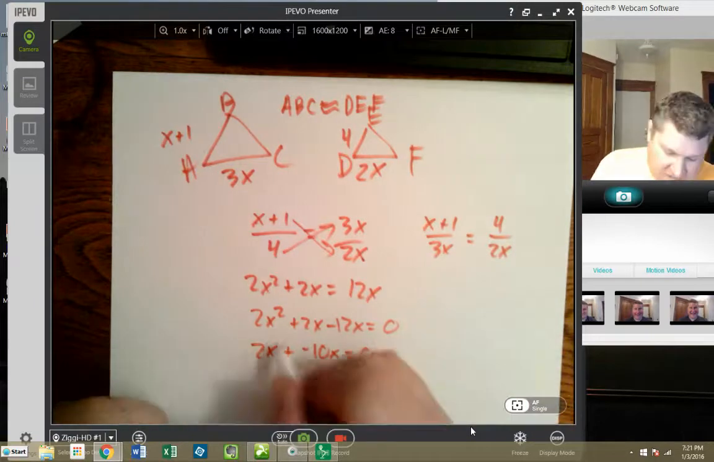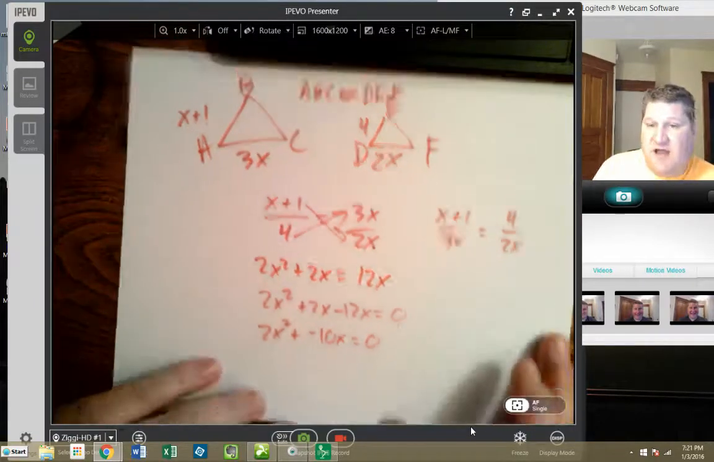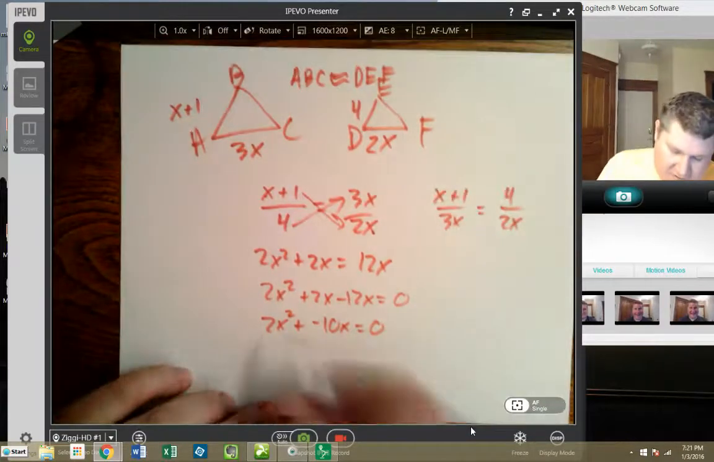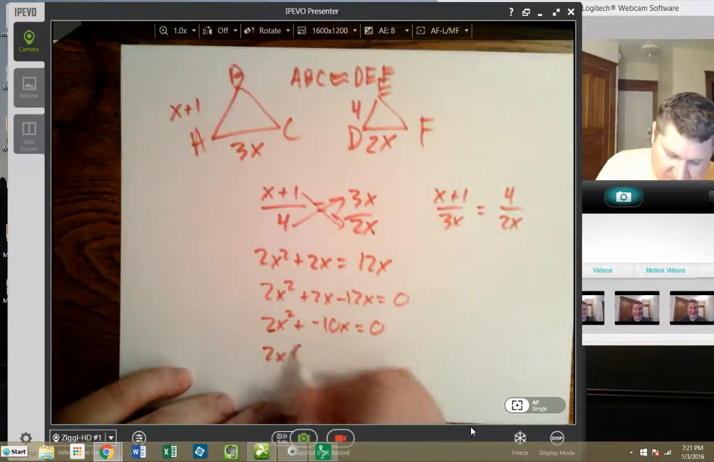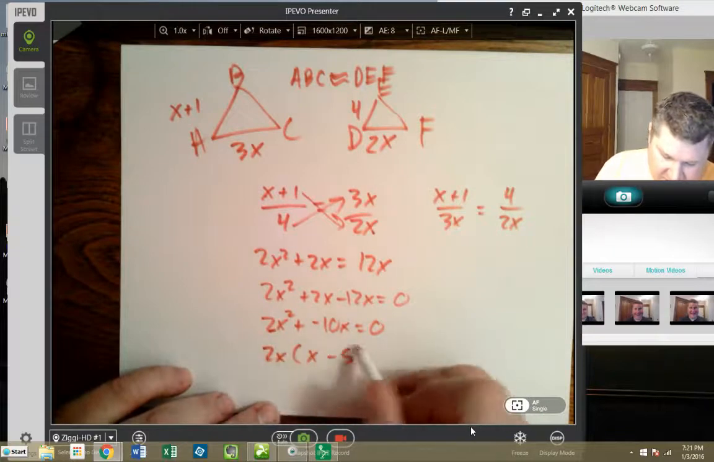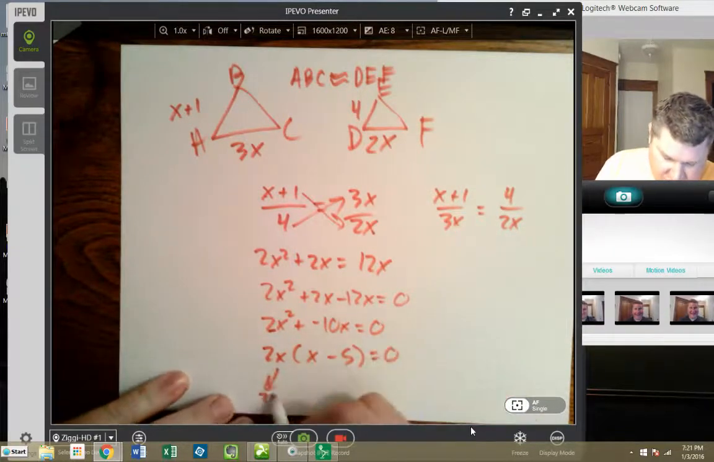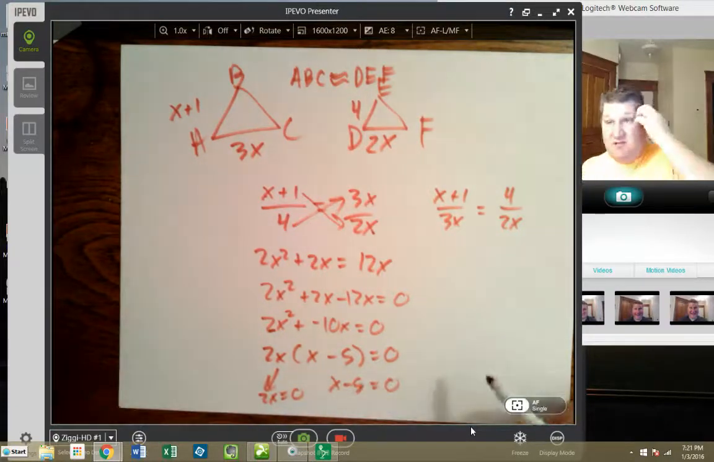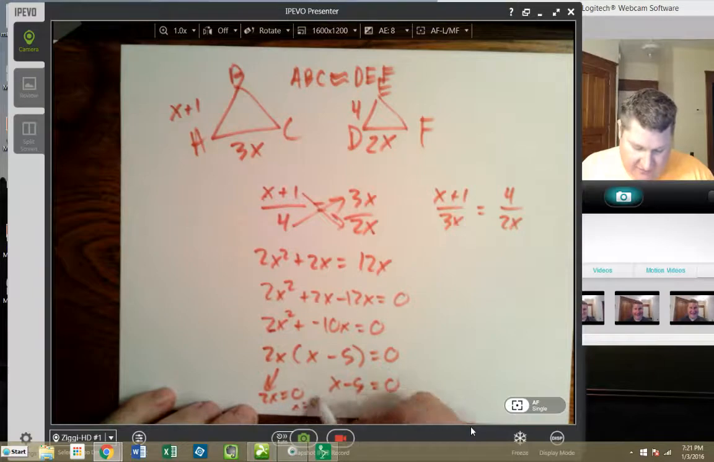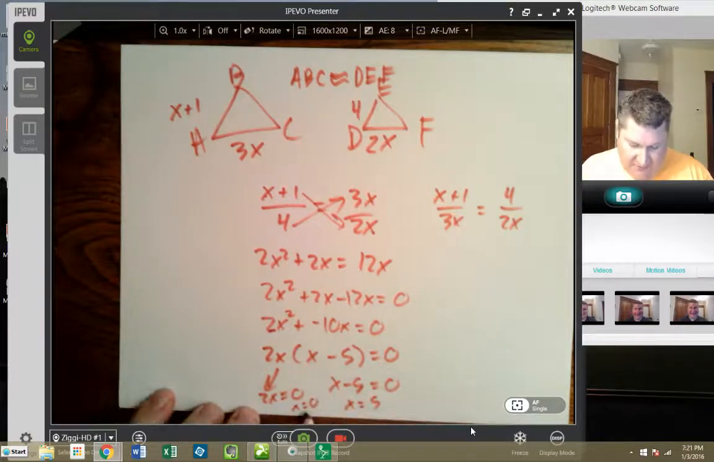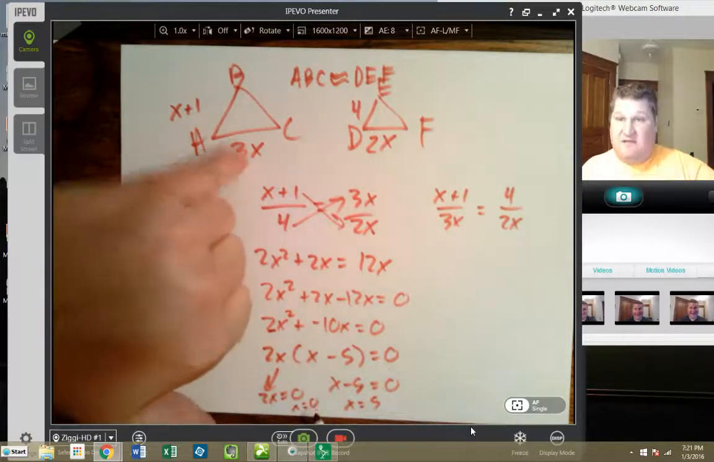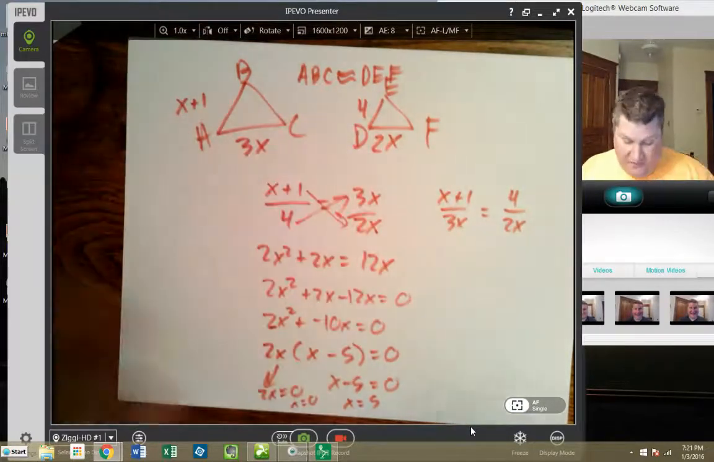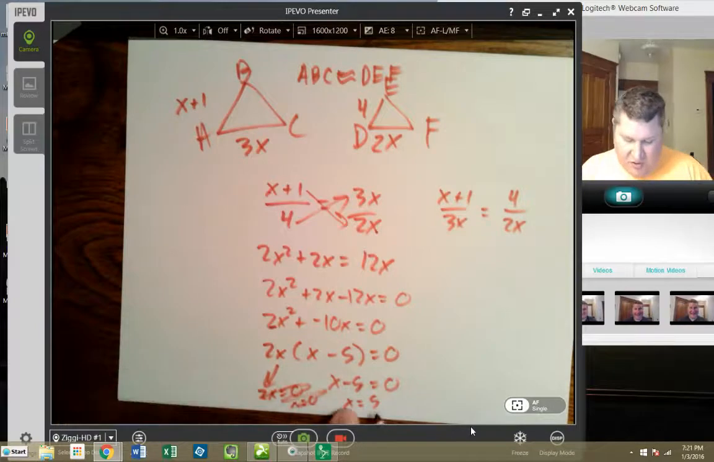All I have, x squared, excuse me. All I have to do now is what to solve? Well, let's factor. Let's take a 2 and an x out, leaving x minus 5 equals 0. 2x equals 0. x minus 5 equals 0. That's algebra. You're expected to be able to do that. And so x equals 0, x equals 5. Now, obviously, x can't be 0 because that would make this a side of 0, a side of 1, a side of 4, and a side of 0. That doesn't make any sense. So that can't be right, but I could use the 5.